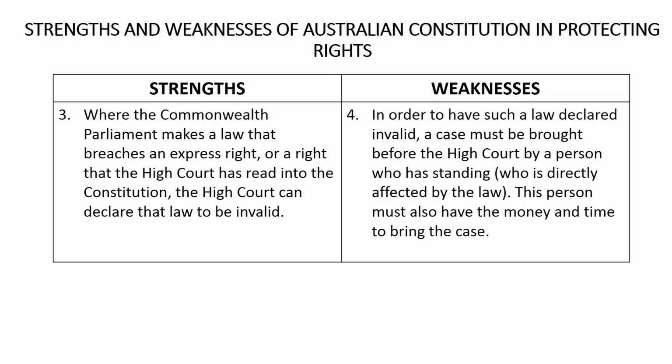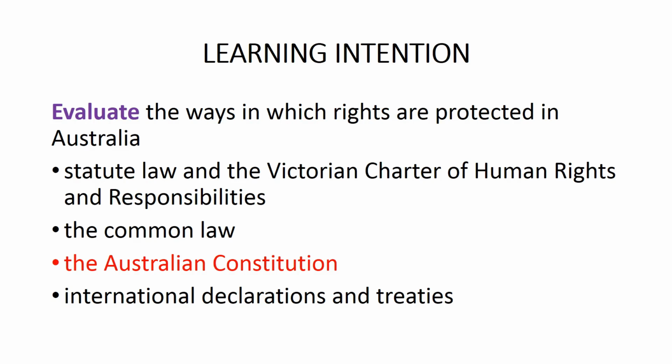What I'd like you to do, though, is to draw up your own tables and in your own words describe these strengths and weaknesses. I want you to do this because your next task will be to write up an evaluation in which you evaluate the effectiveness of the Australian Constitution in protecting rights. To do an evaluation, you need to weigh up strengths of the Australian Constitution in protecting rights against the weaknesses of the Australian Constitution in protecting rights. So again, to reiterate, after watching this video, you should be able to evaluate the ways in which the Australian Constitution protects rights in Australia.